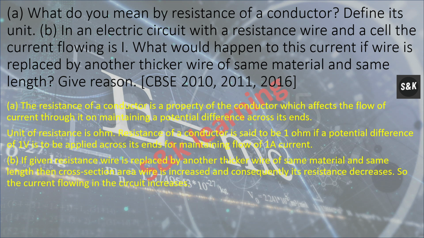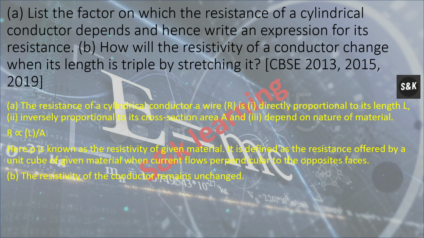B. In an electric circuit, there is a resistance wire and a cell, and the current flowing is I. If the given resistance wire is replaced by another thicker wire of the same material and the same length, then the cross-section area of the wire is increased and consequently its resistance decreases, so the current flowing in the circuit increases.